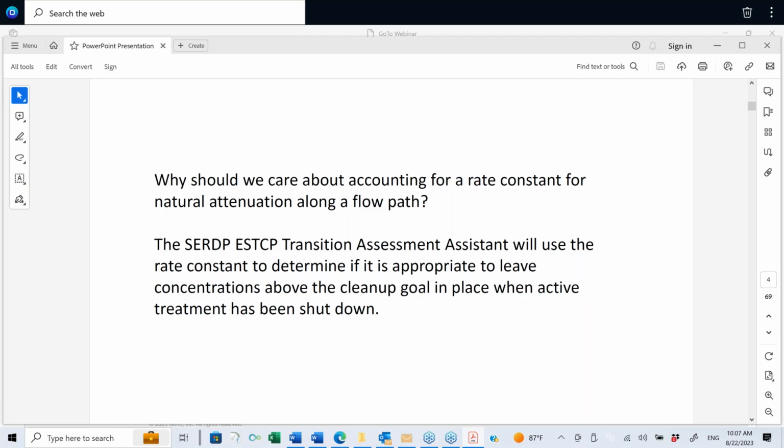Why would we want to account for a rate constant for natural attenuation along the flow path? Well, one of the tools in the transition assessment uses that rate constant to determine if it's appropriate to leave concentrations above the cleanup goal in place in a contaminated aquifer when you decide that it's time to shut down active treatment. We'll illustrate that application about halfway through the slide talk.